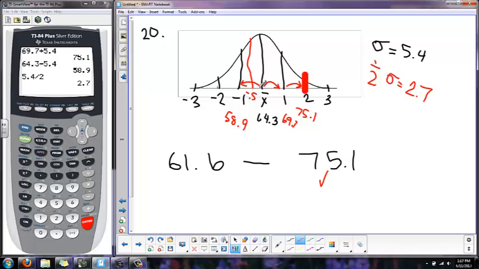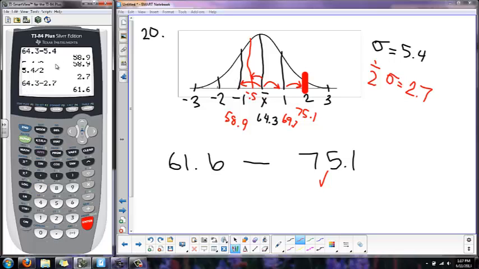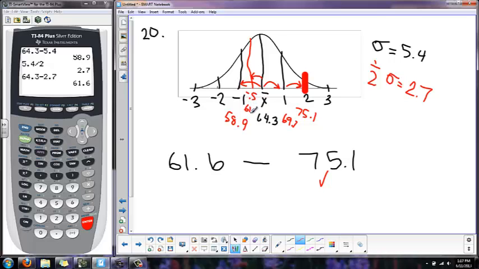So if I don't want to go 1 full standard deviation back and I only want to go half back, I'm going to do 64.3, take my average or my mean, and subtract 2.7 because that's half of a standard deviation. And there we go, perfect. Lands me at 61.6, which is exactly what I wanted. So that means that these scores fall between a negative 1/2 and a positive 2. Now, that's perfectly fine because we know what all those values are.